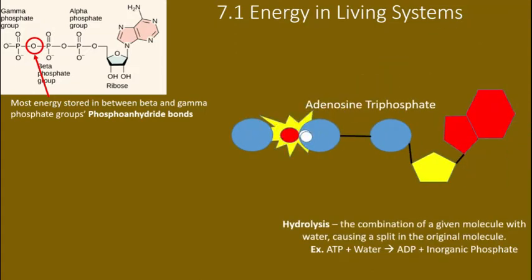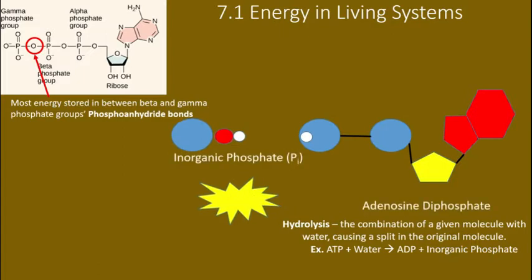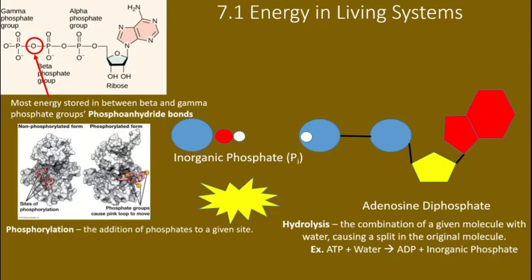Hydrolysis of the bond between the two outermost phosphate groups results in the formation of adenosine diphosphate, also known as ADP, and inorganic phosphate. This is a highly exergonic reaction. The released phosphate group is transferred to a protein. The transfer of a phosphate group is called phosphorylation.